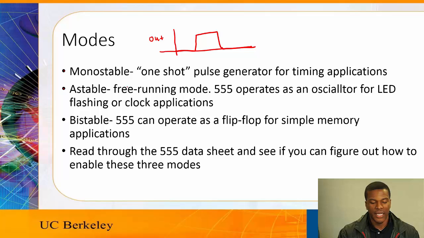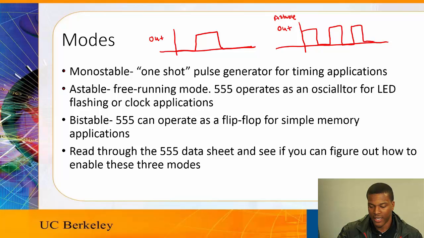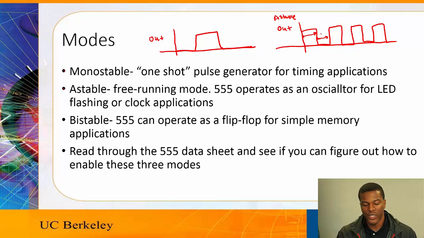Astable is considered free running mode, or it's essentially a constant oscillation, and this is most commonly used for clock applications. So in astable mode, it will generate a clock that looks something like this. And you can control the timing, how long it's on and how long it's off, or the duty cycle, using the RC time constants in your circuit.